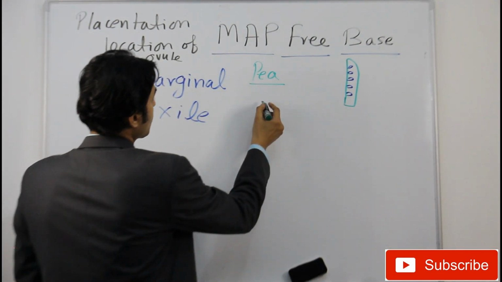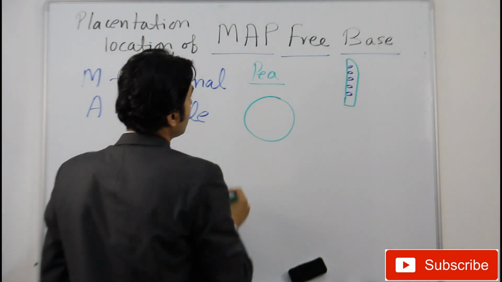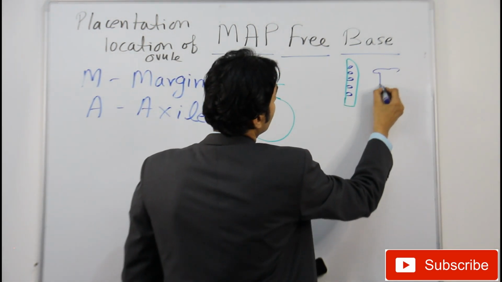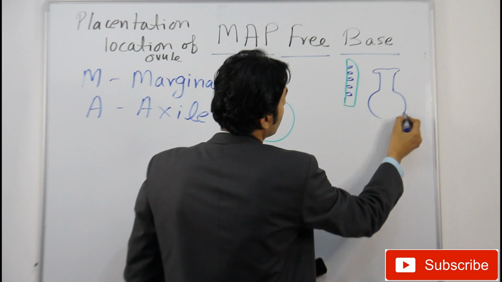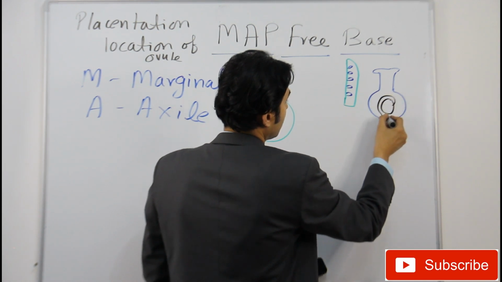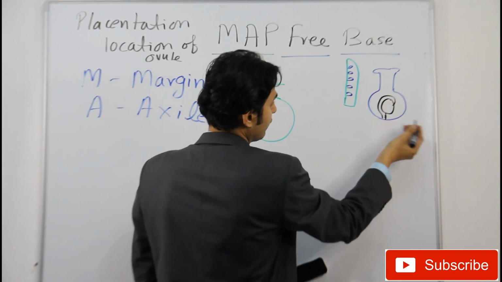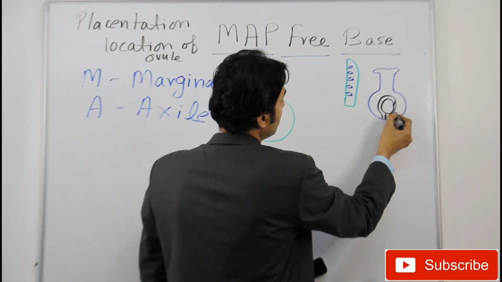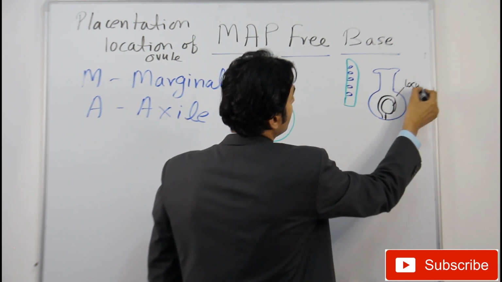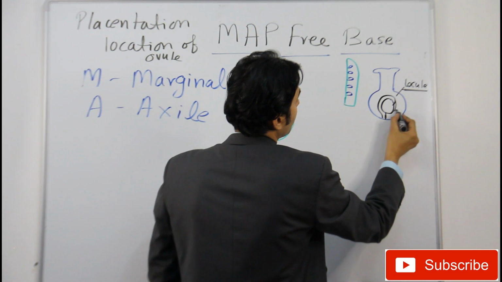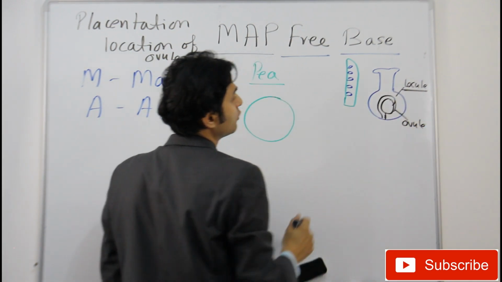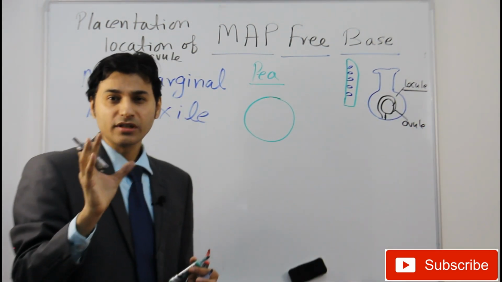So here, let us draw this diagram. One more thing: when you see an ovary, let us say this is the ovary and this is the ovule, it is attached in a different way. This empty space is called the locule. So this is the ovule, and this is the locule, and this is one carpellary ovary.